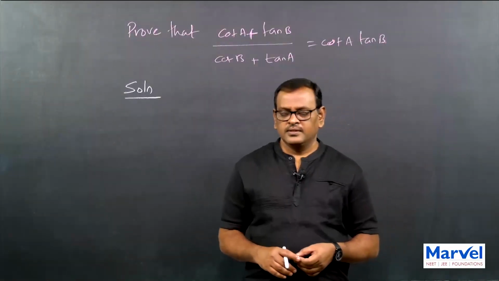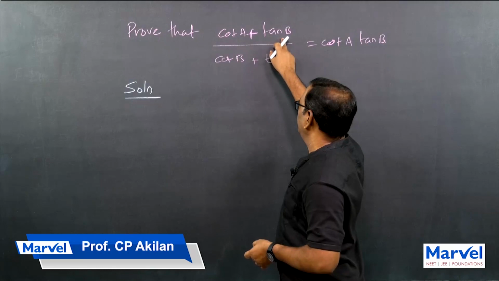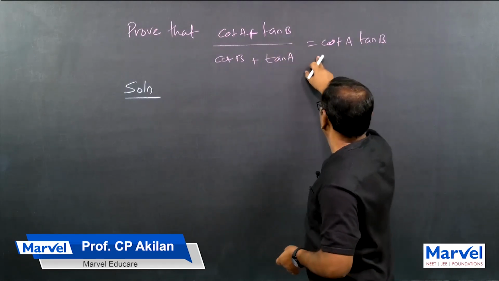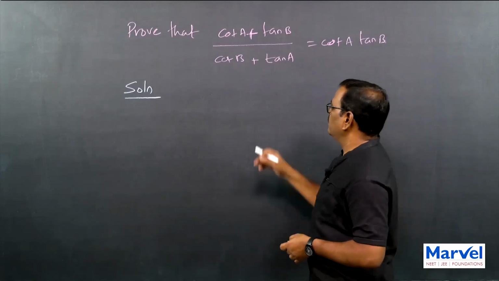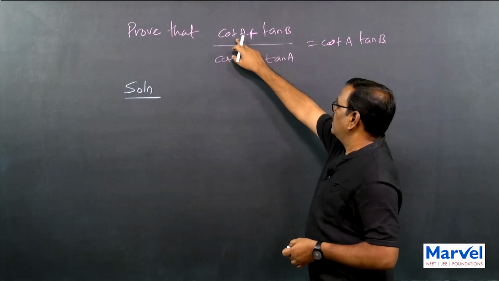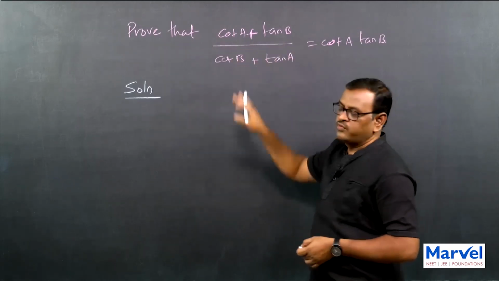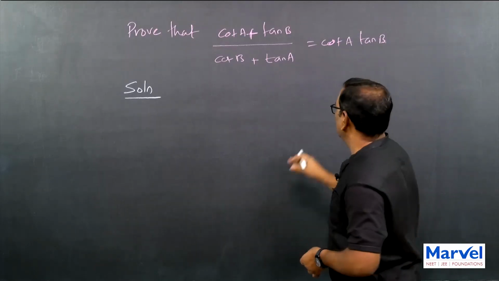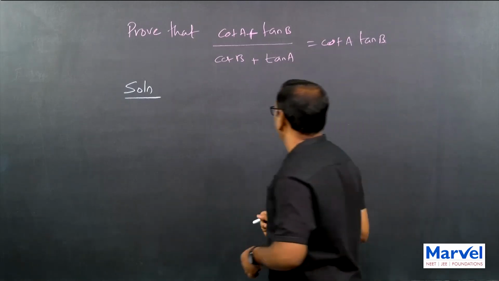Next problem, prove that (cot A plus tan B) by (cot B plus tan A) is equal to cot A into tan B. One of the special sums, here we have 4 terms: cot A, cot B, tan B, tan A. All 4 types of expressions are there with angles A and B, but on the right side you have cot A into tan B. How to prove this identity problem?